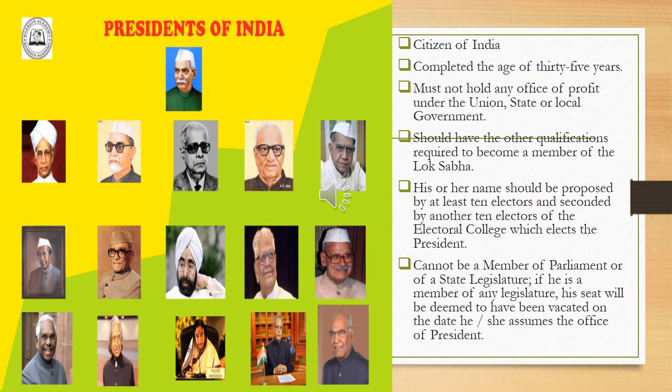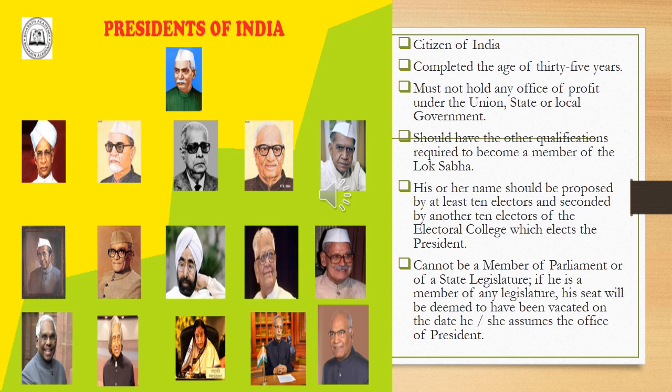So, the qualifications for the election of president. He should be a citizen of India. He must have completed 35 years of age. Then he must not hold any office of profit under the union, state or local government. Then he should have the other qualifications required to become a member of Lok Sabha. Then his or her name should be proposed by at least 10 electors, and seconded by another 10 electors of the electoral college, which elects the president.